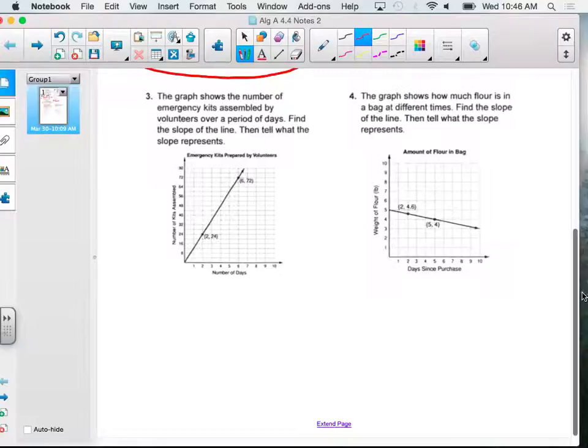Okay. So, number 3, the graph shows the number of emergency kits assembled by volunteers over a period of days. We're asked to find the slope and then tell what the slope represents. First things first, we find the slope. We need 2 points for that. So, what 2 points are we given?